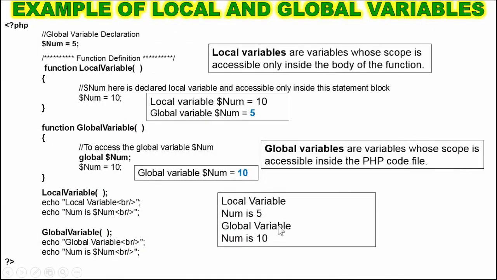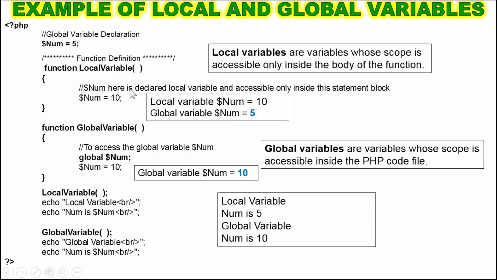Example of local and global variables. Local variables are variables whose scope is accessible only inside the body of the function. Global variables are variables whose scope is accessible inside the PHP code file. The declared variable $num initialized to 5 is a global variable.